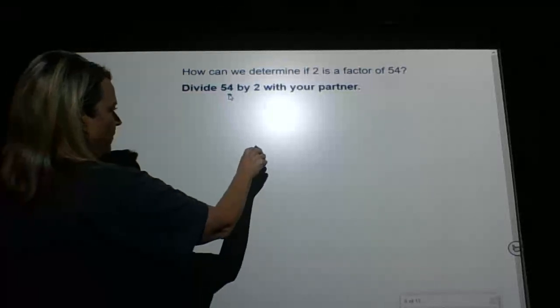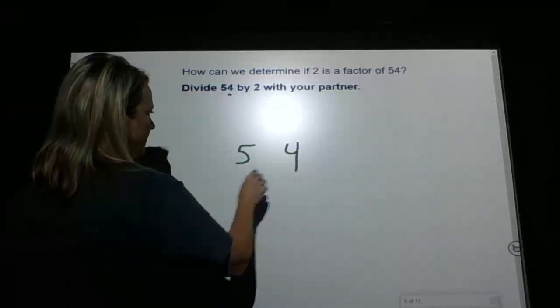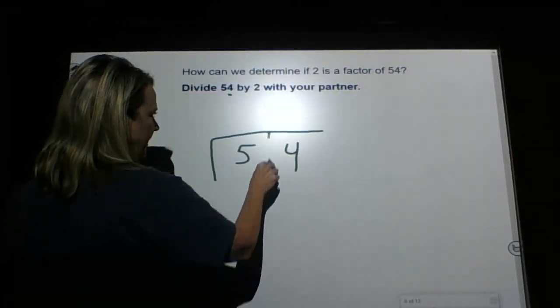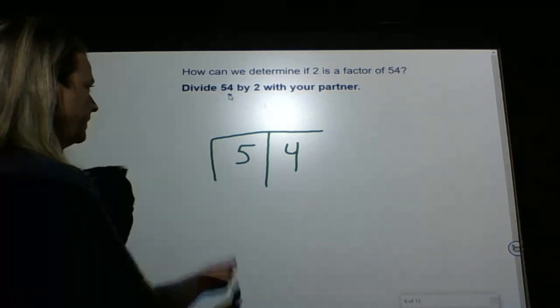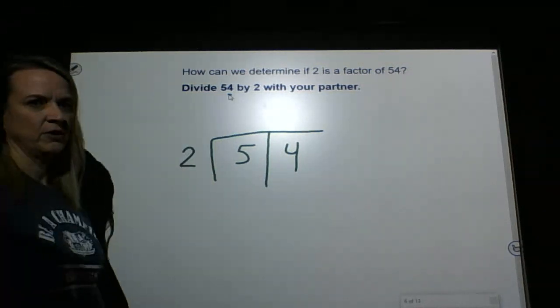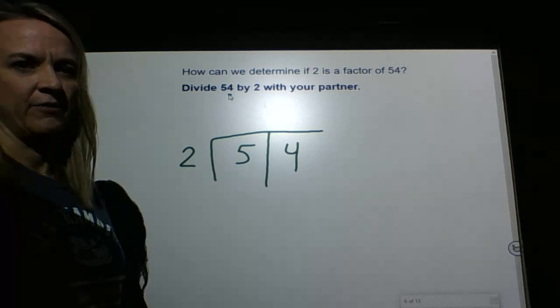So the first 54 goes inside the box. And we got to keep them 6 feet apart. So we separate them. And 2 is the star of our show. That's the number we're skip counting by every time.